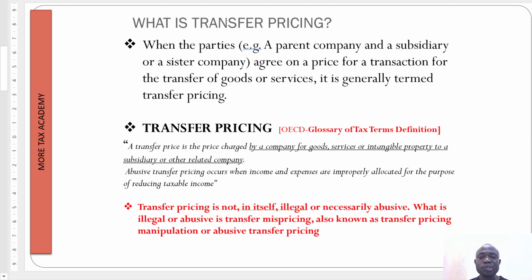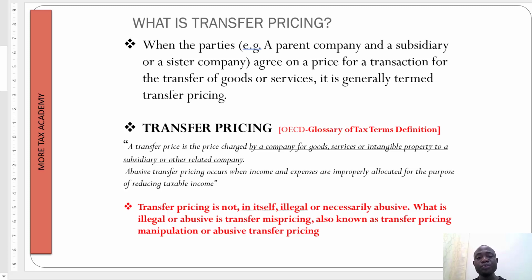Yes, they are free to price the goods and services, but the abuse of it is what we are concerned with. If you're a tax officer and you look at the way companies transfer goods and services among themselves, it gives opportunity for such companies to reduce or avoid paying tax in one jurisdiction or the other. So transfer pricing is not in itself illegal, or it is not necessarily an abuse. What is illegal is the mispricing.